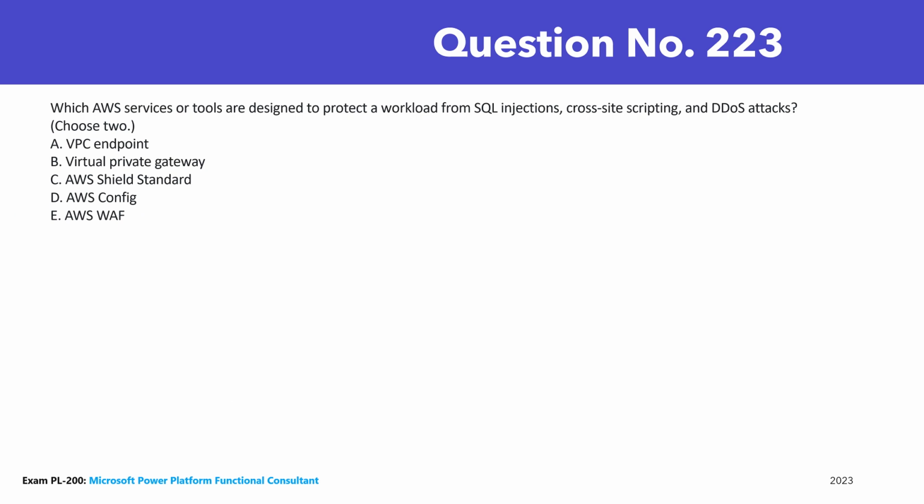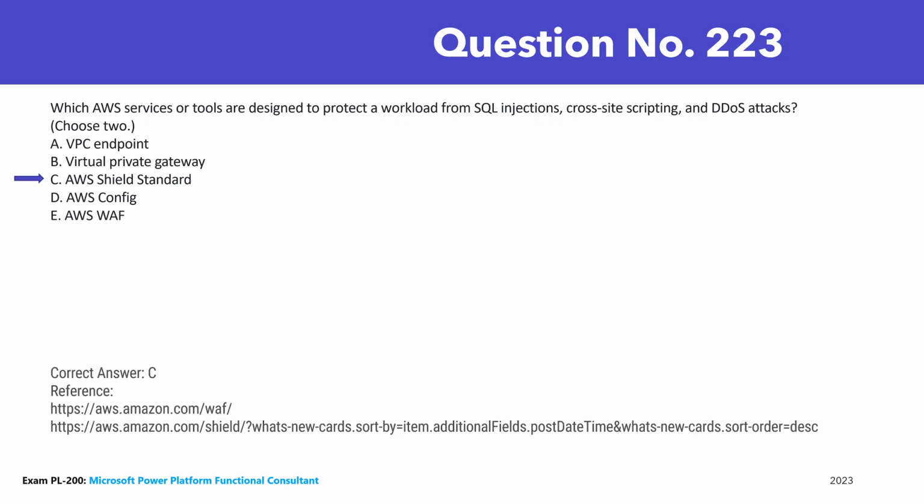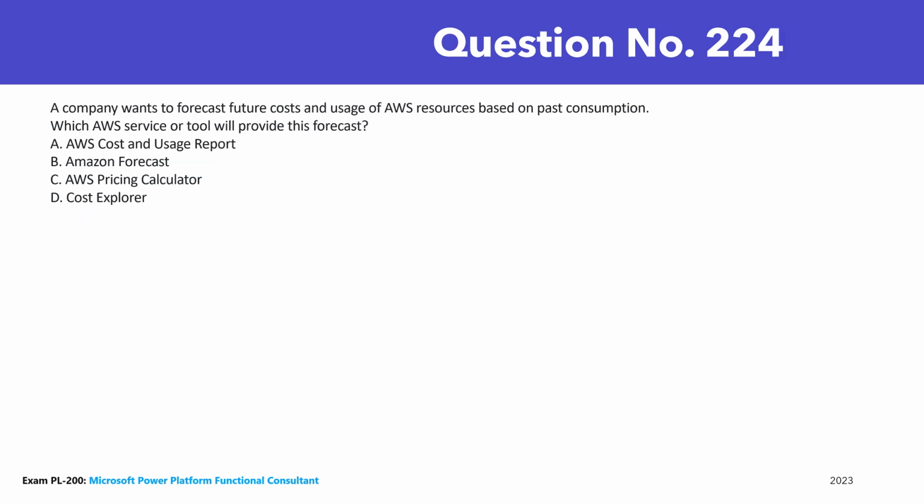Which AWS services or tools are designed to protect a workload from SQL injections, cross-site scripting, and DDoS attacks? Choose 2. A. VPC Endpoint. B. Virtual Private Gateway. C. AWS Shield Standard. D. AWS Config. E. AWS WAF. Correct answer, C.